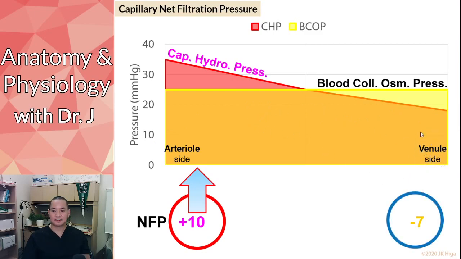And when it's at the venule side, remember that BCOP, due to those albumins and other large blood proteins not filtering out of your blood vessels, stays constant. But due to the drop in pressure, now we have greater BCOP than CHP, so now overall fluids are going to move back into the blood vessels.